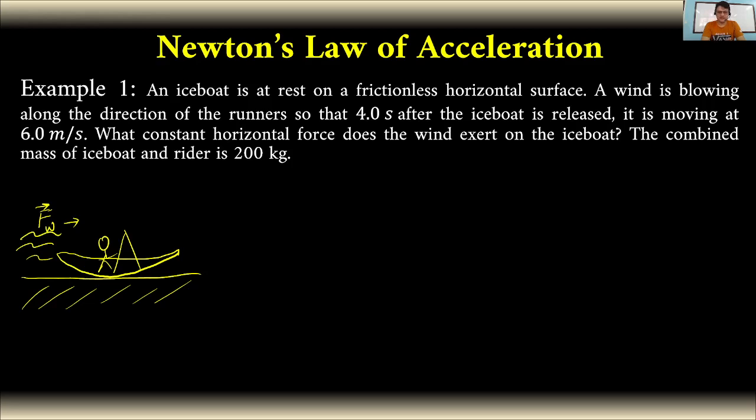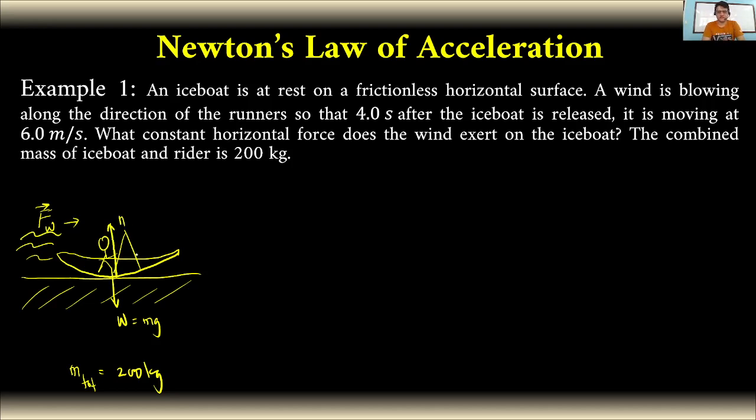Now, what are the forces acting on this boat? Basically, the boat has a mass, and the combined mass is 200 kilograms. So we have here the weight, which is equal to mass times acceleration. And as we know, the acceleration due to gravity is equal to 9.8 meters per second squared. And here from the problem, we have the total mass equal to 200 kilograms. We can see here as well that there is a surface of contact between the boat and the horizontal surface, which means that we have a normal force.